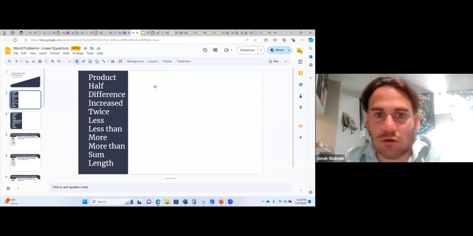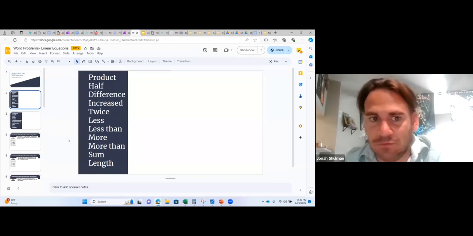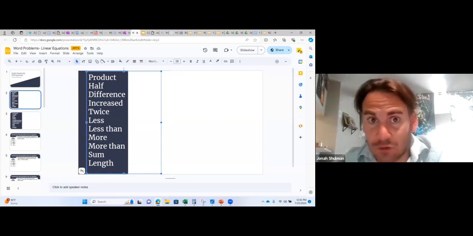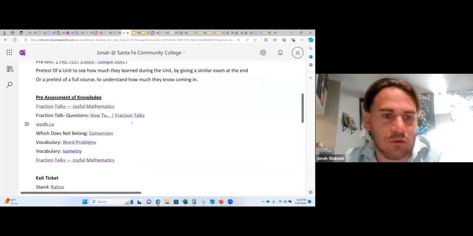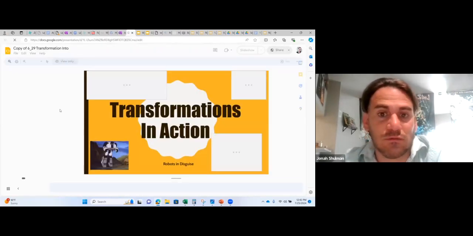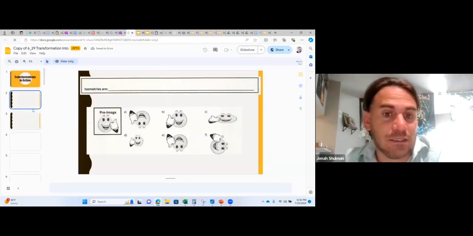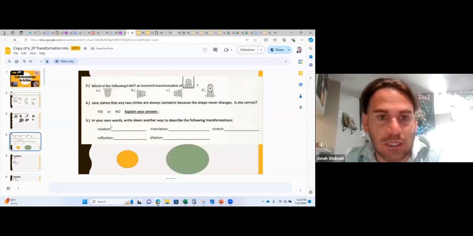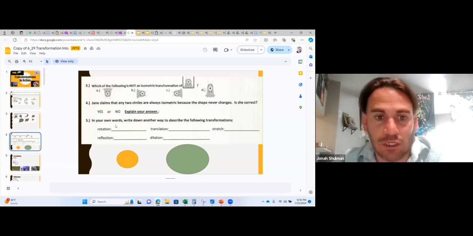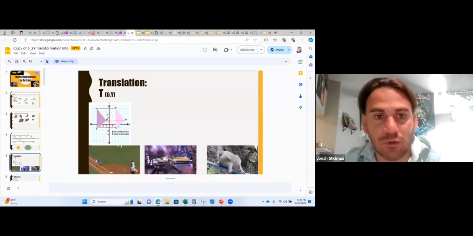Like if they all know what a half is, don't teach them it. If they all know the difference between less and less than or more than, you don't have to go over it. If they don't, that's where you can start. Here's another way you can do it. We're trying to build on their actual knowledge coming in, so in your own words, write down another way to describe them. So you're using their own words. If they already know what rotation is, what do you have to build?